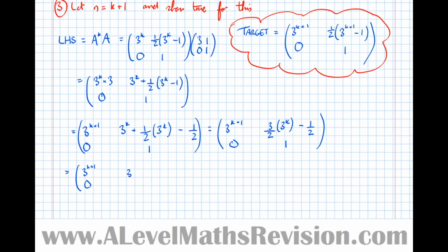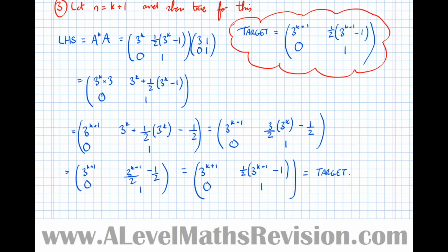So we get 3 to the k plus 1 over 2, take 1/2. On the bottom, we've got 1. Equals, finally, 3 to the k plus 1, 0. Then if we take out the factor of a half here, we get a half, 3 to the k plus 1, take 1, 1 on the bottom, equals the target, which is what we wanted to show.